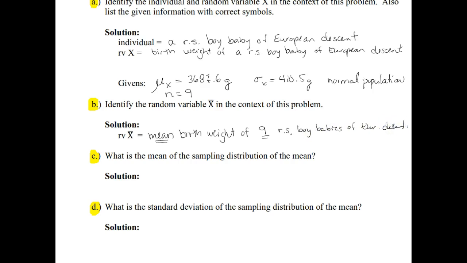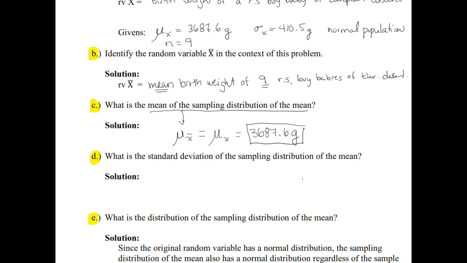Alright, so then part C, we're asked what is the mean of the sampling distribution of the mean? So that is a lot of words for the symbol mu sub x bar. Okay. And from the previous page, we know mu sub x bar, that value is the same as the value of mu sub x, and that value we were given as 3,687.6 grams.